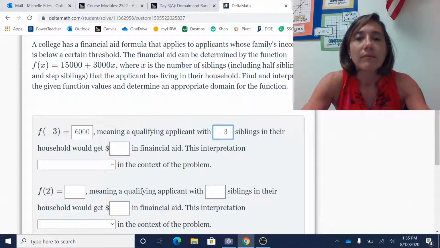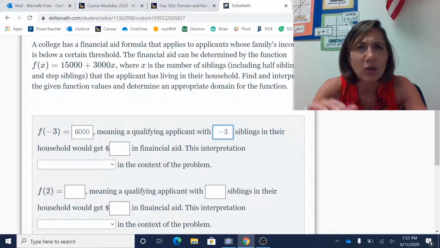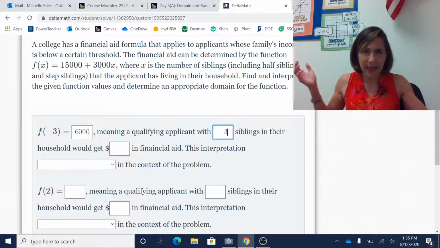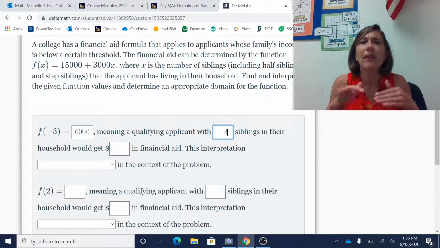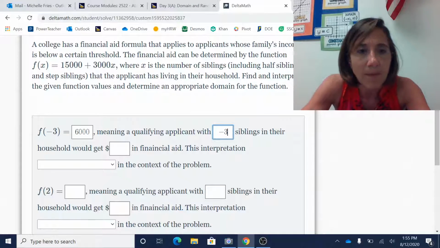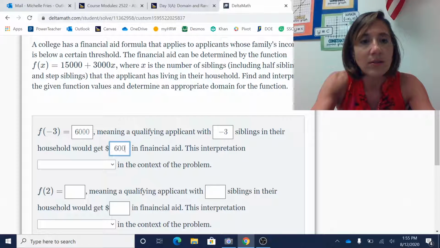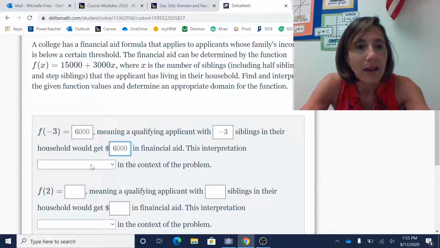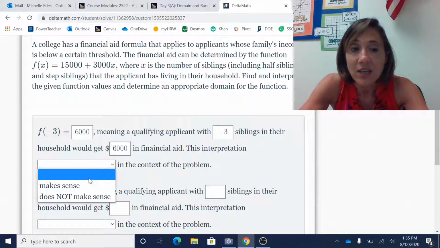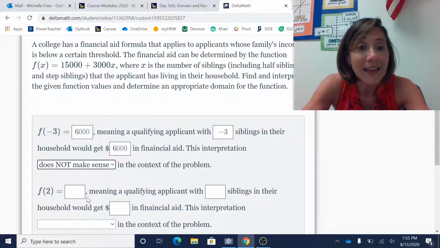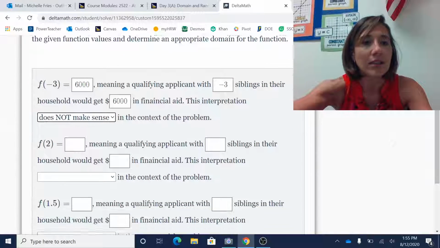-3. Okay, hold it. How do you have negative siblings? What's that mean? They haven't even been born yet? That's not even a thing. So that's going to come up here in a minute. But that means if somehow you had -3 siblings, then you would get $6,000 in financial aid. This interpretation does not make sense. Okay, so that does not make sense at all.